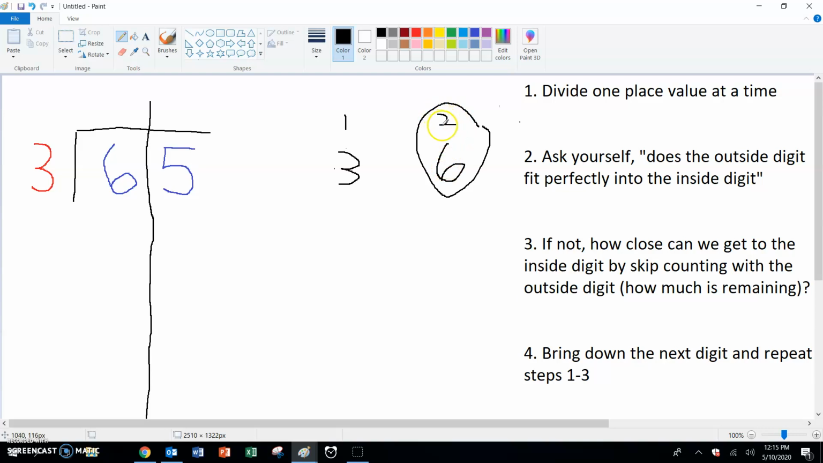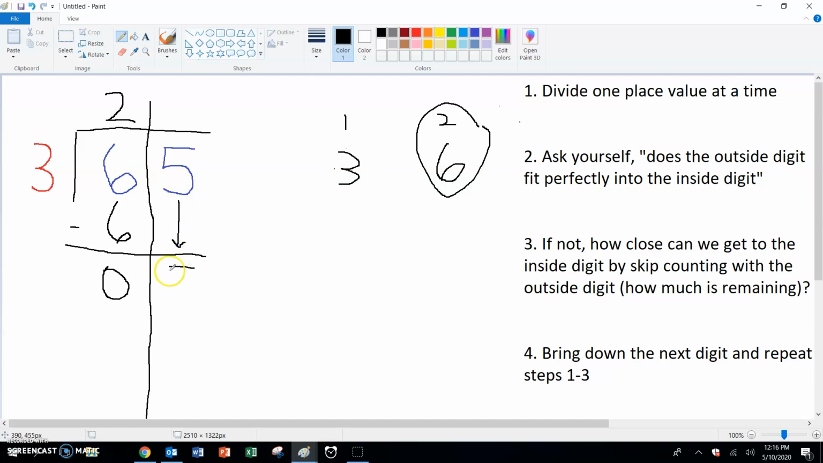The number of groups always goes on the top. How close to 6 we get, in this case, perfectly, goes on the bottom. And then we ask ourselves, is there anything remaining? Well, because 3 fits perfectly into 6, we have 0 remaining. Next step, we bring down the next digit, in this case, 5.